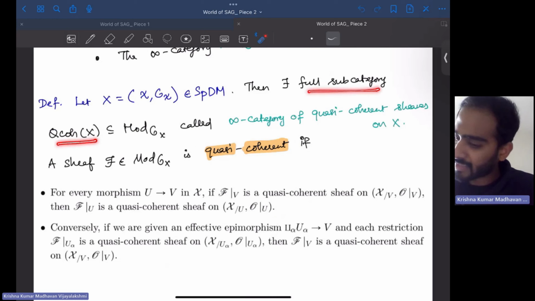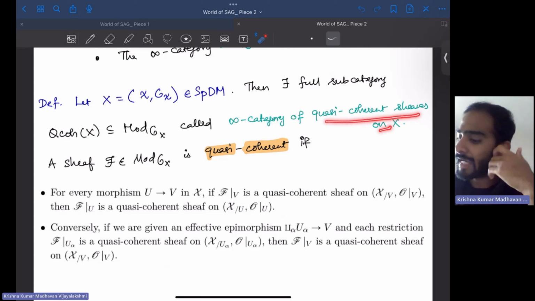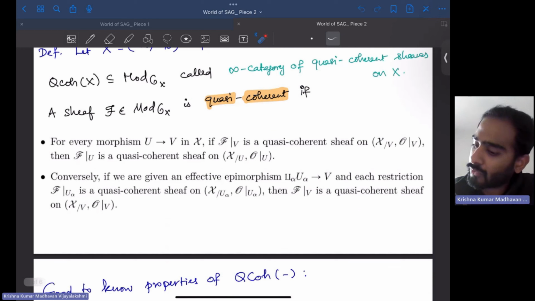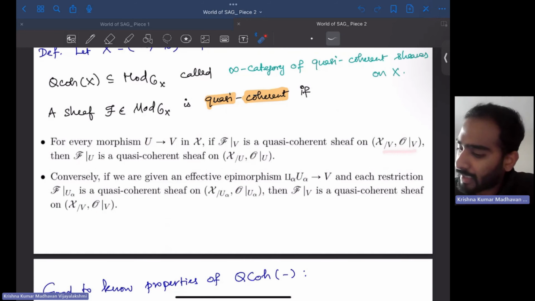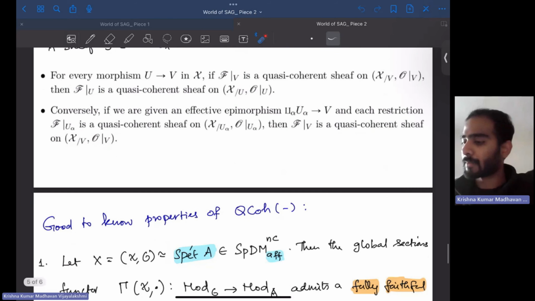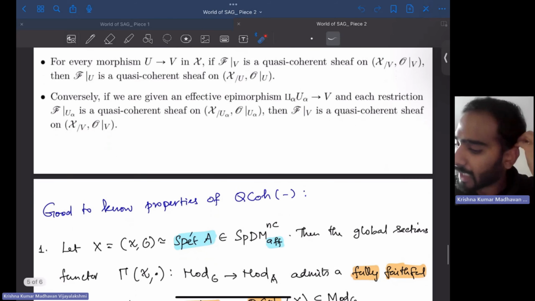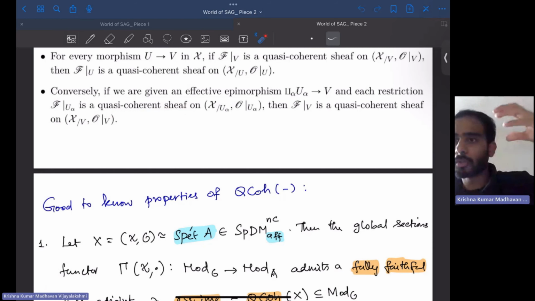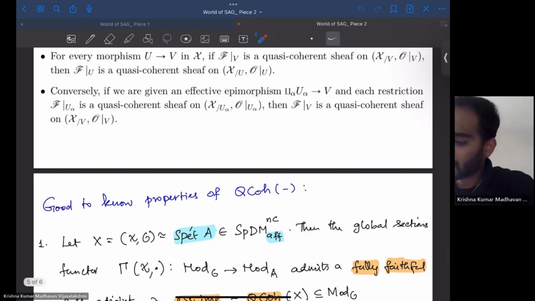there's a full subcategory called QCoh of X, which is called the infinity category of quasi-coherent sheaves, and it is defined by this sort of patching data here. So for every morphism from U to V, the restriction is quasi-coherent on this one, and so being quasi-coherent here already means quasi-coherent here. So it's sort of like pulling back properties between maps. And conversely, we are given an effective morphism into V, and each restriction, if it's a quasi-coherent sheaf, then the whole global object should already be quasi-coherent.